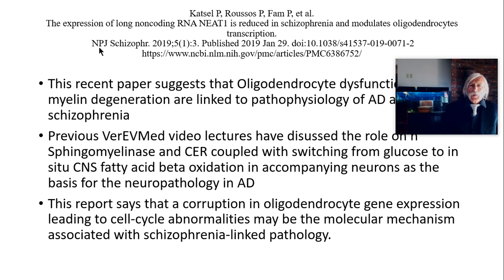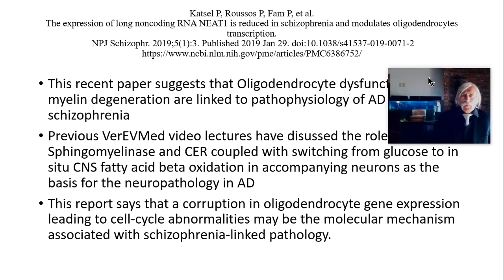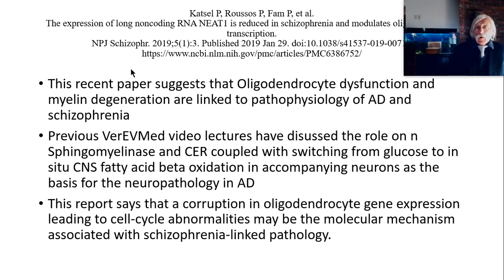All right. This paper was published in NPJ Schizophrenia 2019. It was published just a few months ago. All right. So what does it say? First of all, recent papers suggest that oligodendrocyte dysfunction and myelin generation are linked to the pathophysiology of Alzheimer's disease and schizophrenia. Why do I know it's the case? Because I just covered it on VerEvMed. You go back and look at my 1 hour long lecture on that.